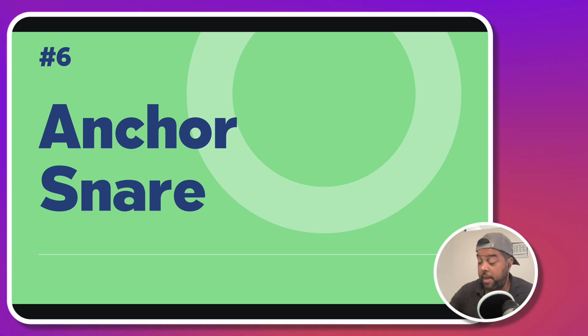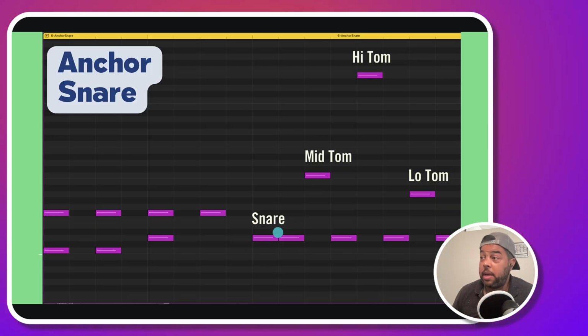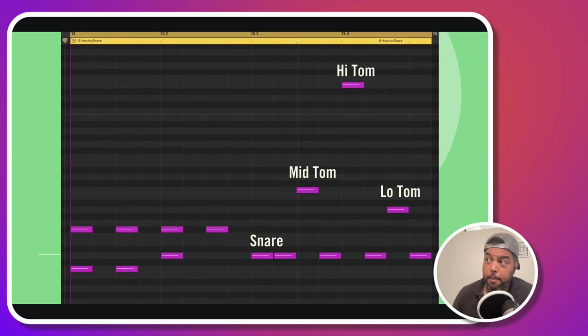Next up, another version of the anchor snare. Here we have the snare, 2 snares, mid tom snare, high tom snare, low tom snare.